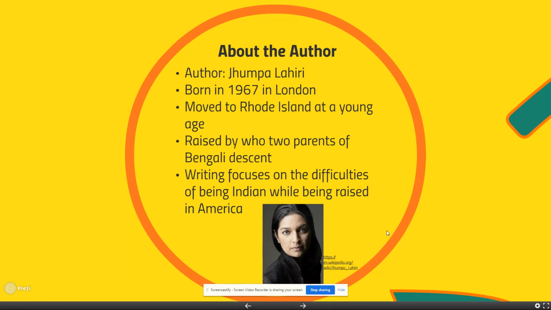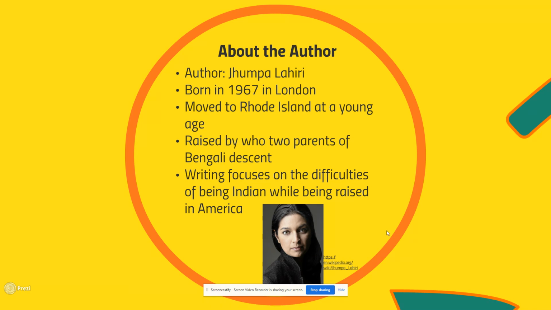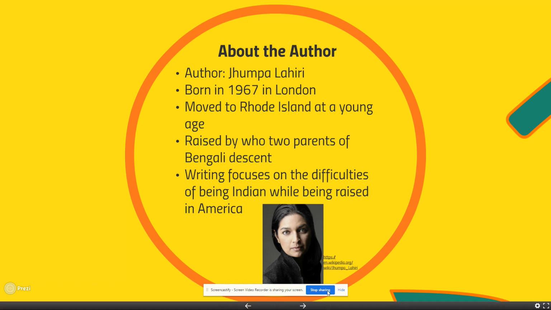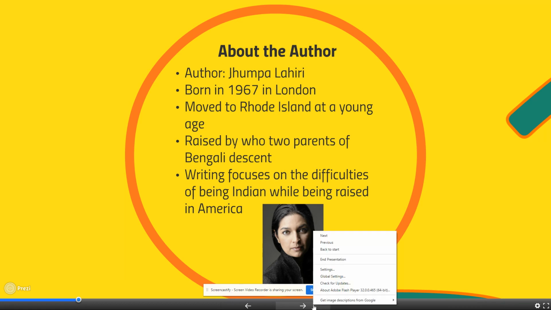A little bit about the author. Her name is, again, Jhumpa Lahiri. She was born in 1967 in London, although she moved to Rhode Island at a very young age, and she was raised by two parents of Bengali descent, specifically from India. Her writing tends to focus on being Indian while being raised in America. Lahiri does say that she considers herself American, although being of Indian descent and not being born here.